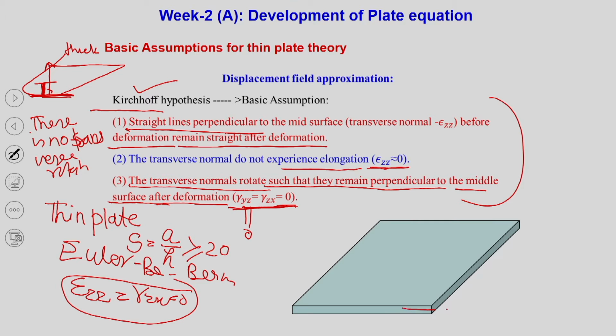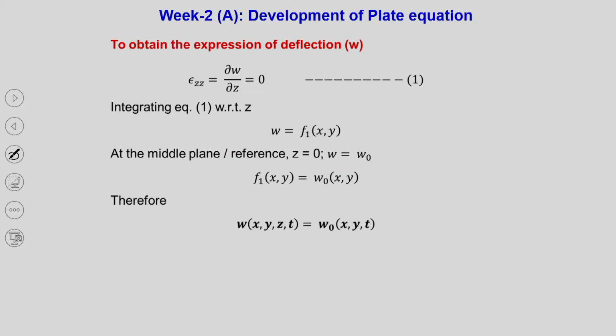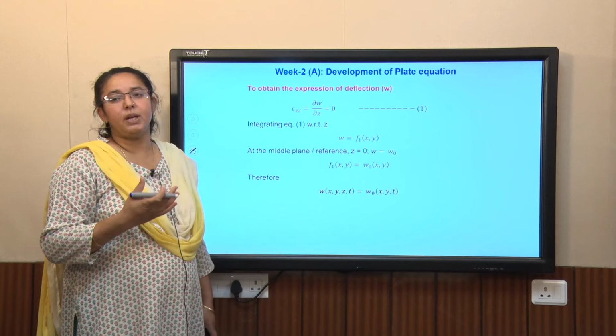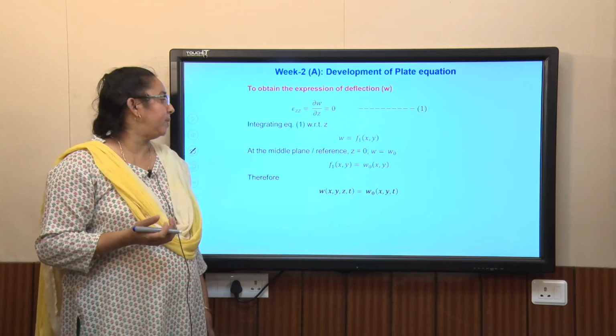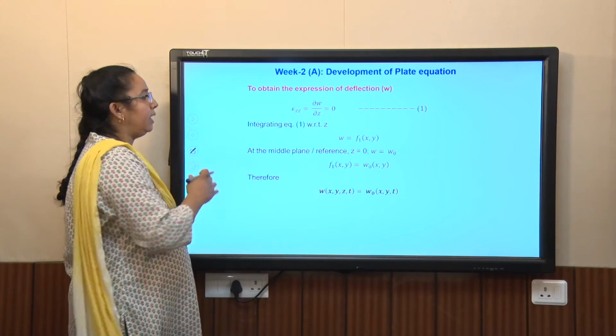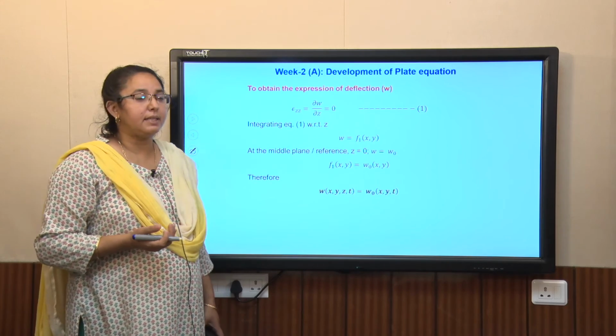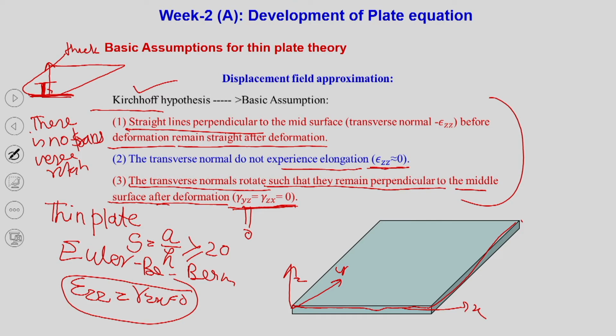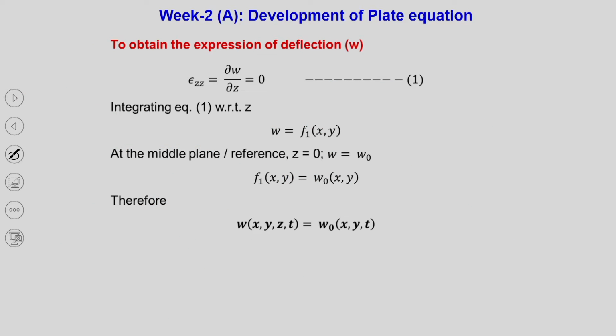So, this is my x axis, this is my y axis, this is my z axis, and the center of that will be the mid plane. There are a number of ways to assume the displacement field. The very first way, using mathematics: as in the hypothesis it is said that epsilon zz is 0, the normal strain along the transverse direction is 0. So, we put it equal to 0 and integrate this equation with respect to z.